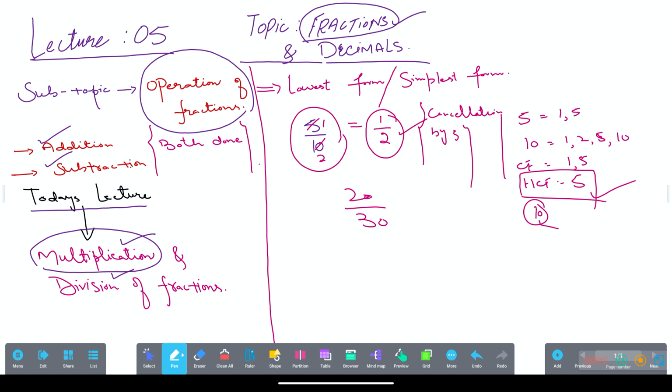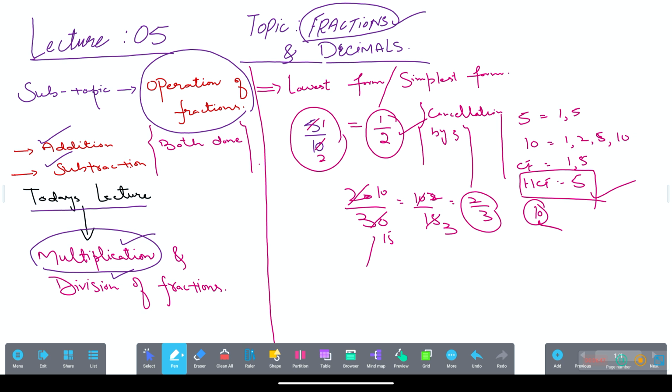But what if you start by 2? Because 2 is also a common factor between 20 and 30, but that is not the highest common factor. If you do it by 2, 2 10s are 20, 2 15s are 30. So I got 10 by 15. But 10 by 15 is still not in the simplest form. Why? Because I haven't done the cancellation by the highest common factor 10. I have done the cancellation by 2 here. Now again cancellation I can do on 10 and 15. I can now do cancellation by 5: 5 2s are 10, 5 3s are 15. Now I got the result 2 by 3, that is in the simplest form.